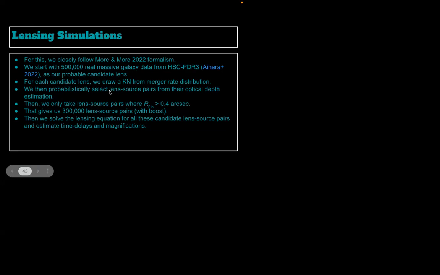For each of these candidate lenses, we draw a kilonova from the merger rate distribution. So our kilonova is coming from that merger rate distribution. Then we place that kilonova in the back of these massive galaxies, and we do the lensing simulations, the lensing formalism. Then we only take lens-source pairs which have an Einstein radius greater than 0.4 arcsec. This sets the limit from the LSST seeing. LSST seeing is not going deeper than 0.4 arcsec. So if you have an object that has an Einstein radius less than 0.4, you will not be able to see it in the LSST.